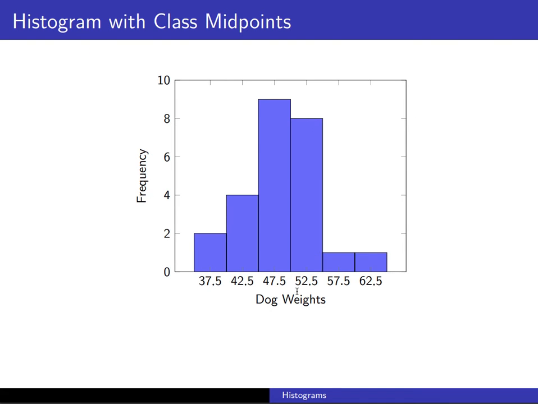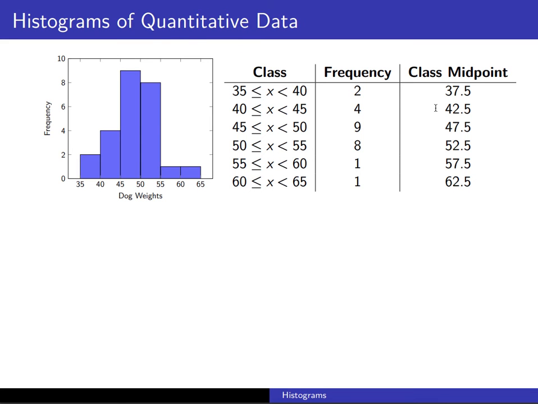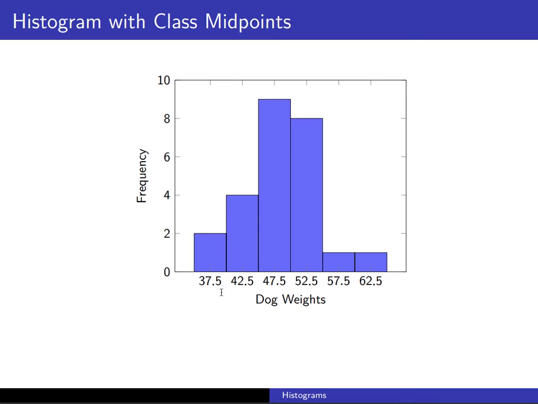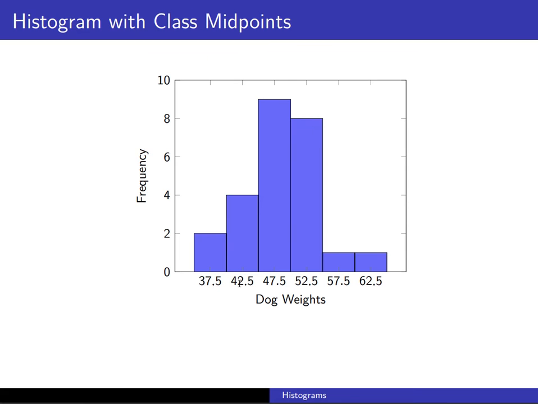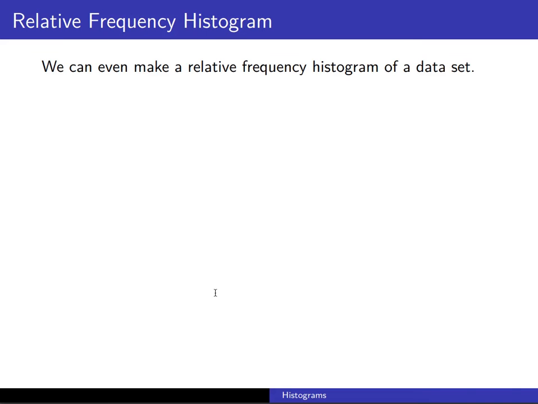Here's what a histogram using the class midpoints instead would look like, with our 37.5, 42.5, etc., which represents the midpoint of each of these classes. Again, to find the class midpoint, just add the two values and divide by 2, and you can create a histogram using the midpoints. Notice that the difference in midpoints is the same as it was for the class width. 40 minus 35 is 5. 42.5 minus 37.5 is also 5. So each of these bars has a class width of 5, even if we're using the midpoints.